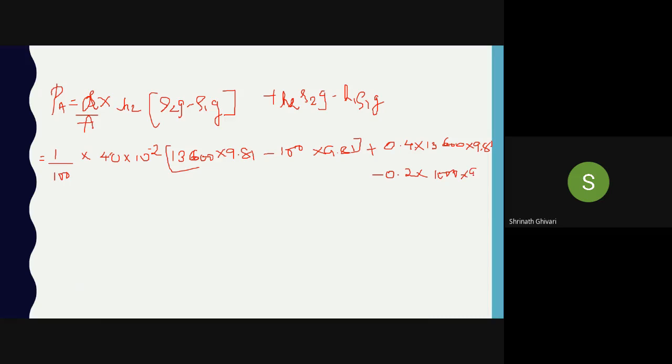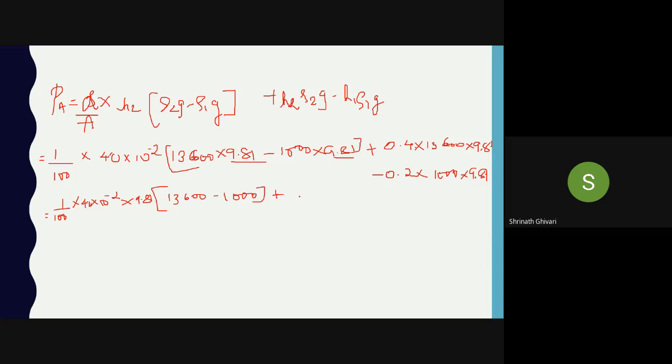Now you calculate. Calculate it fast. You can take 9.81 common here. This side, this one, and this one you can take common here. It will be like 13,600 minus 1000. You can substitute, and here also you can take 9.81 common. Okay, I'll do it. See here. 1 by 100 into 40 into 10 raised to minus 2 into 9.81. Correct? So 13,600. This is a very simple calculation. You are taking so much time.